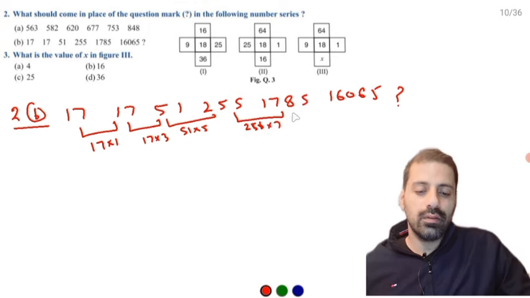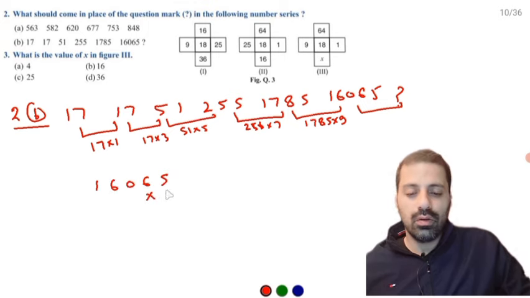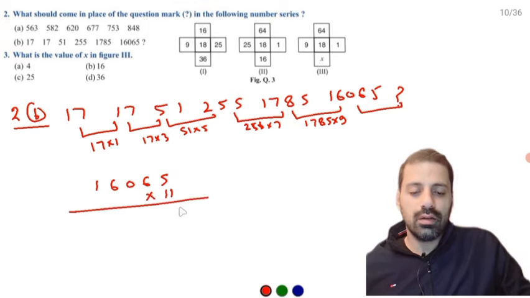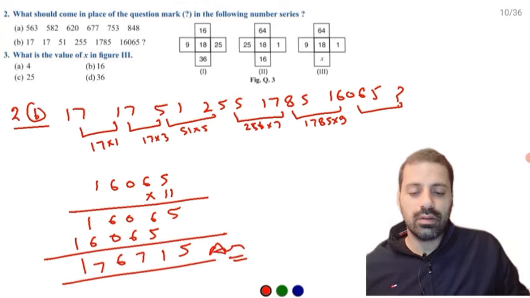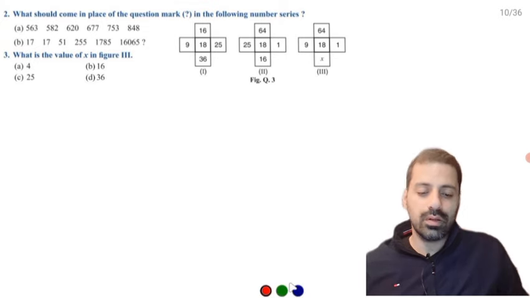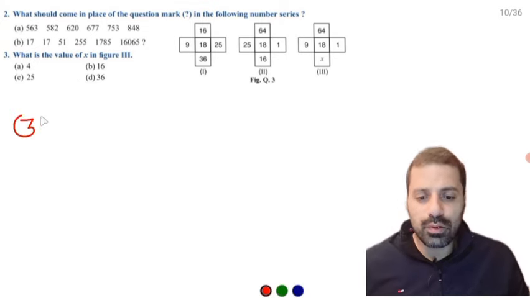Now 255 times 7. Now 1785 times 9. So it will be 16065 times 11. So that will be 5 6 0 6 1 5 6 0 6 1. So 5 11 1 7 6 7 1. So this is the answer of this problem. I hope you understand this problem also very well.